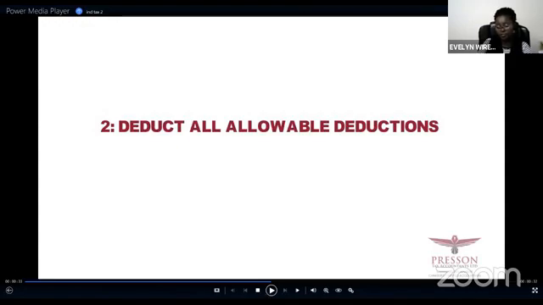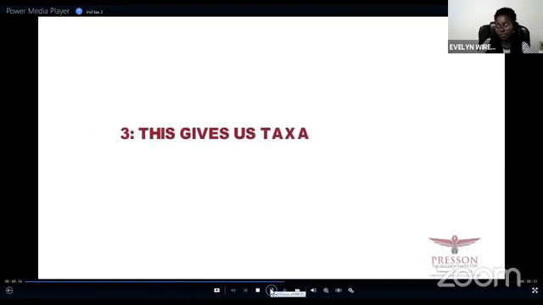And then let's move on to the next one. So after you've taken out all the allowable deductions, what you get is the taxable income. Yeah, you get a taxable income. Let's move on to the next point.